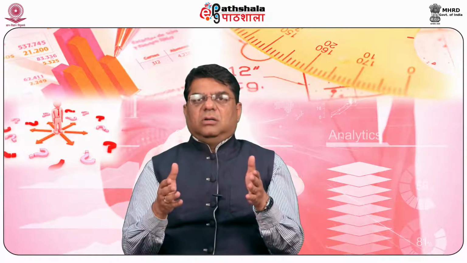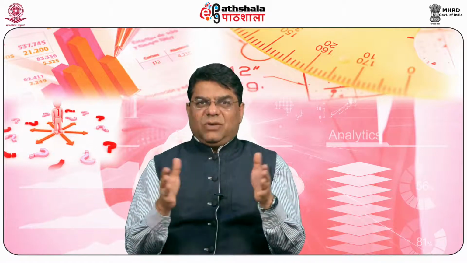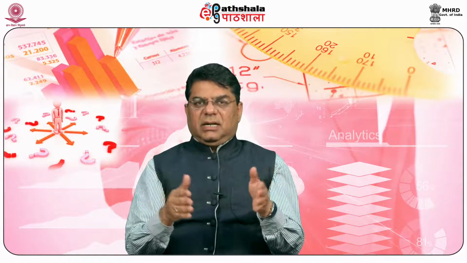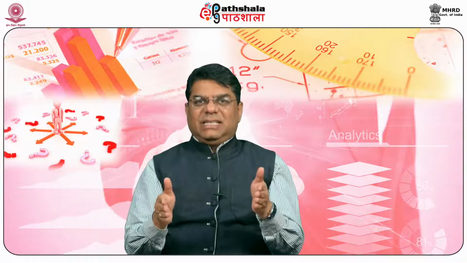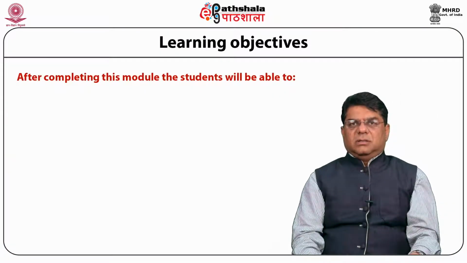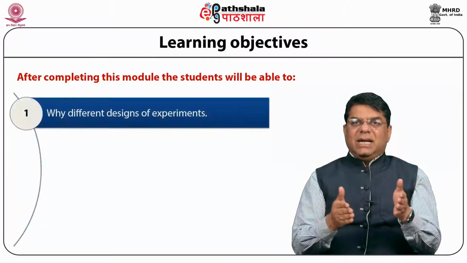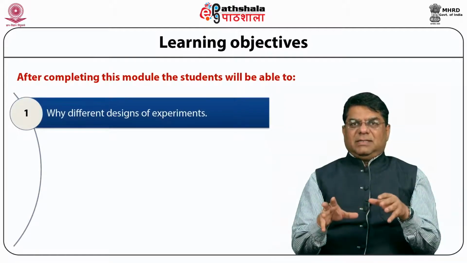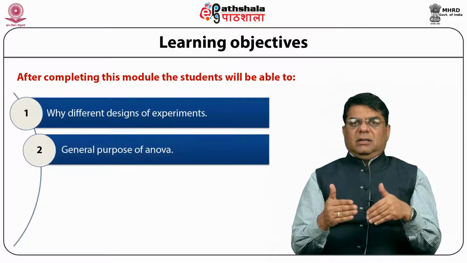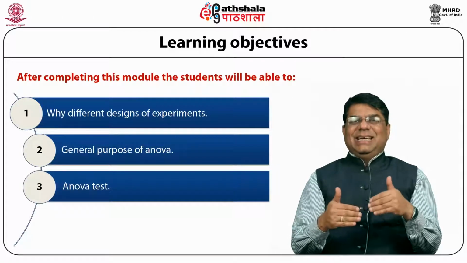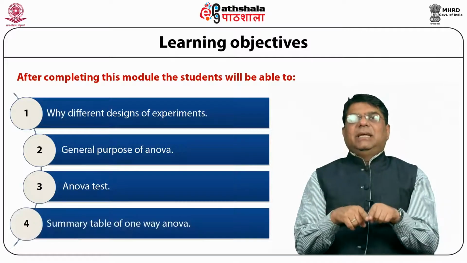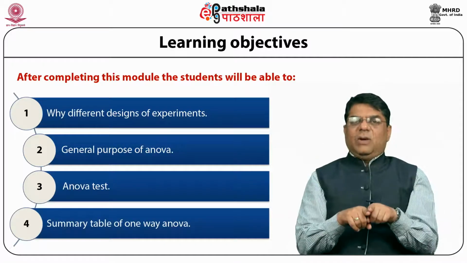Today we are going to talk on the module Analysis of Variance and Experimental Design conclusion under the paper Quantitative Techniques for Management Decisions. After the completion of this module, you will understand why different designs of experiments are required, what the general purpose of ANOVA is, how the ANOVA test is conducted, and also in the table you will see how the one-way ANOVA is done.